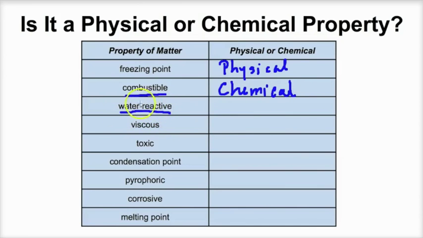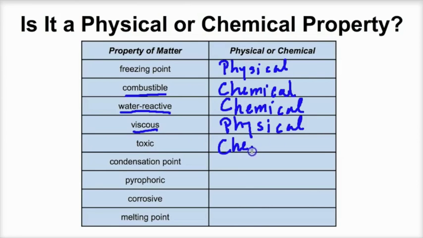If we said that sodium metal is water reactive, which it is, when you throw it in water, there's a very violent reaction. It's a chemical change that's taken place. So that water reactivity would be a chemical property of, say, sodium. Alright, if we said something is viscous, that refers to a fluid's ability to flow, so that's going to be a physical property. If we said that a substance was toxic, that also would be a chemical property.